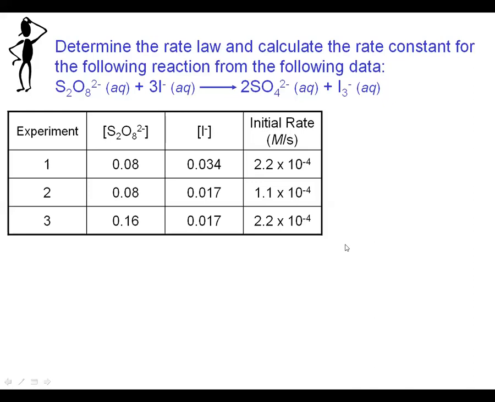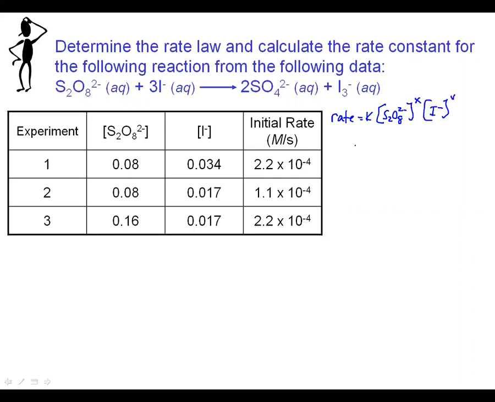Okay, so let's take a look and see how we're doing. Again, just to remind everybody the approach here. When you're given a table and you want to find the rate law, you can start with the generic rate law, which would be the rate equals K times our first reactant to the X times our second reactant to the Y. And really the purpose of this table is to allow you to figure out what X and Y are.